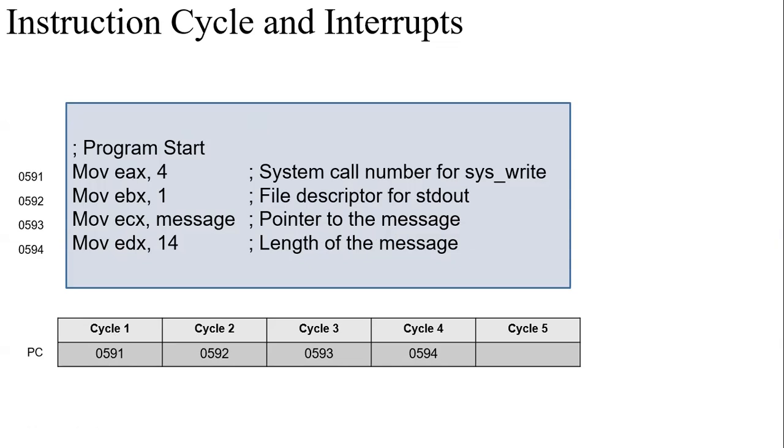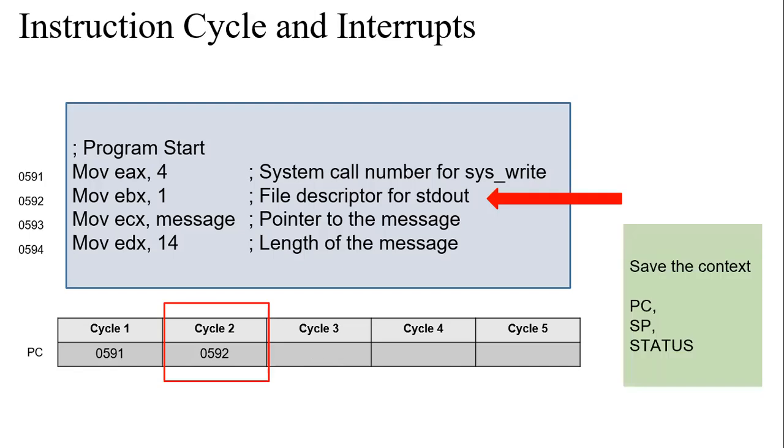Now, say for example, there is an interrupt. Say the interrupt occurs at the instruction 592. So when we are executing the instruction at 0592, that is the second instruction here, while executing that instruction, an interrupt occurs.